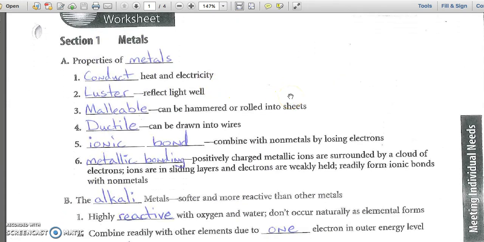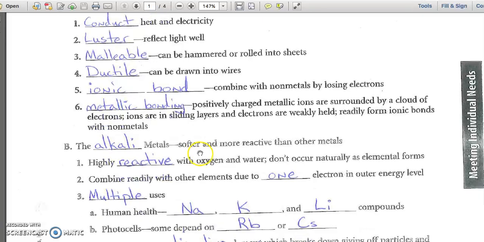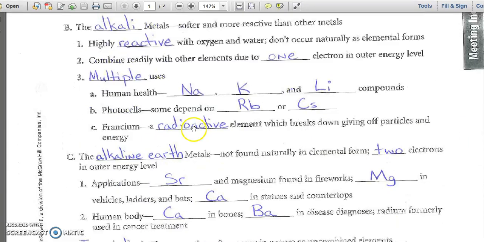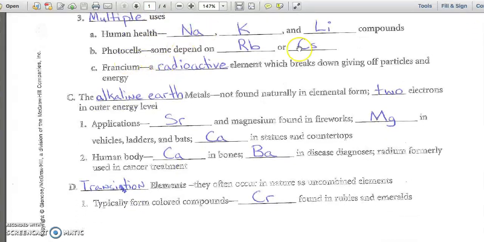Properties of metals: they conduct heat and electricity, they reflect light well, which is a property called luster, or you can call it shiny. They're malleable, they're ductile, they form ionic bonds with nonmetals, they form metallic bonds with themselves. Anyway, you can read through this. You'll find out that the most reactive of all metals, softer and more reactive than other metals, are the alkali metals. You'll find out that they have 1 electron in their outer energy level. That's important. You'll find some of the uses here.